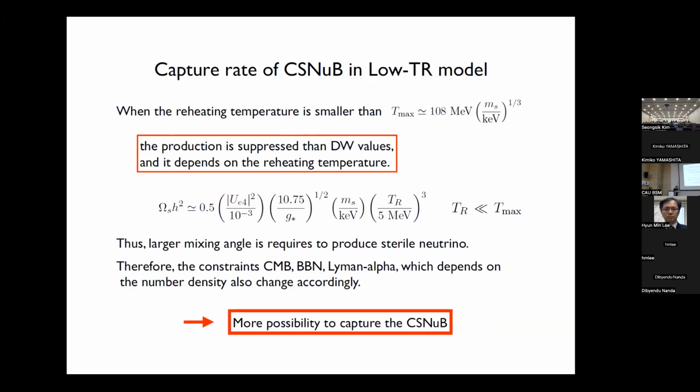The reheating temperature is smaller than this maximum temperature. The maximum temperature, I said, is around 100 MeV. So for temperature larger than this Tmax, the mixing suppresses the production. And for temperature smaller than Tmax, the rate is also suppressed. So we assume if the reheating temperature is smaller than Tmax, then the sterile neutrino cannot be produced enough, because most of them are actually produced at Tmax. But if the highest temperature is smaller than this one, then the relic density just depends on the reheating temperature, because it's suppressed compared to the Dodelson-Widrow case.